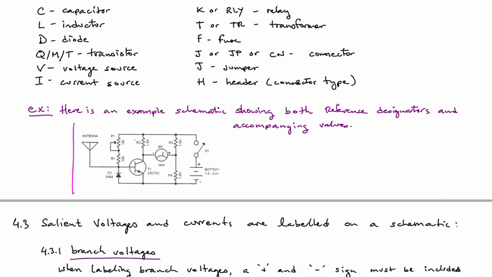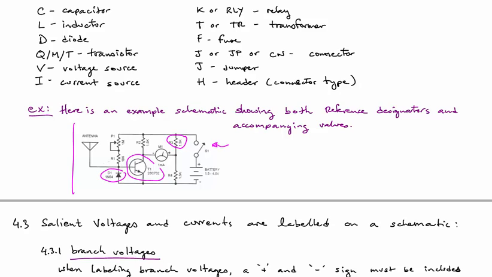Okay, so you've got a transistor T1, a diode D1. Notice each of these components, or most of them, have not only a reference designator, but they also have a value associated with them. Now, as an exception, S1 does not have a value associated with it. It just has a reference designator.